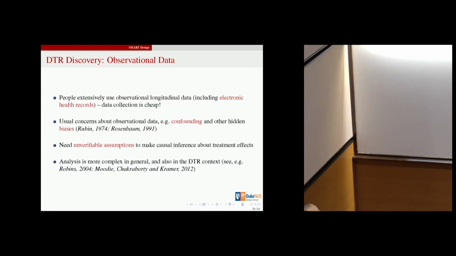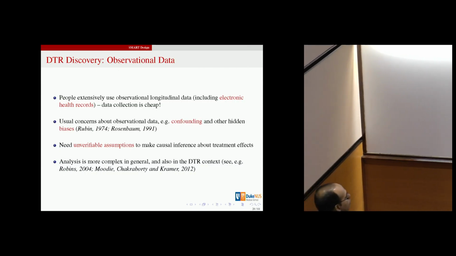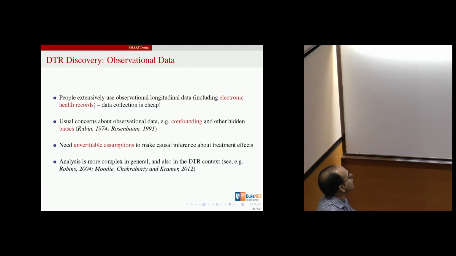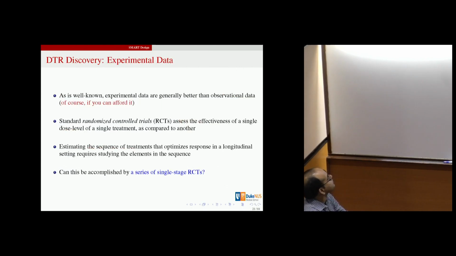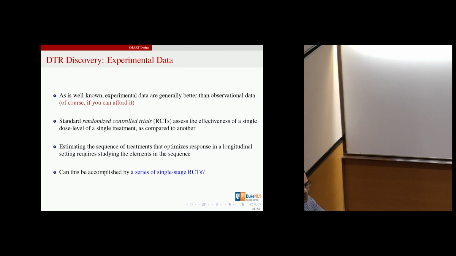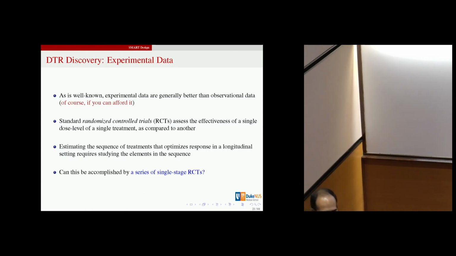And specifically in the dynamic treatment regime context, we have also done some work with observational data, and we have found that it is generally more complex compared to randomized data. So that's the general understanding. Of course, experimental data, if you can afford it, that's the best option to proceed.